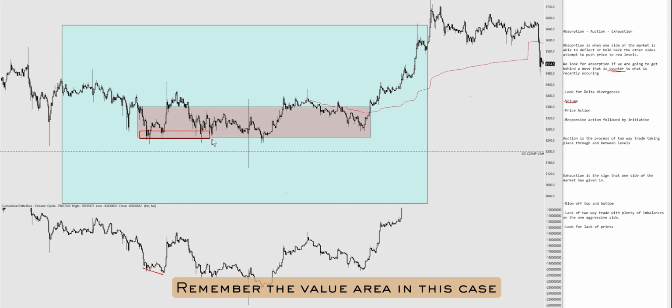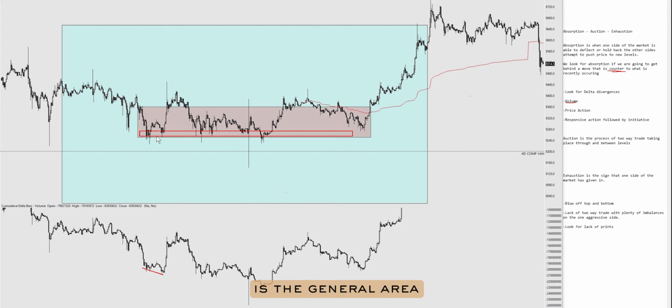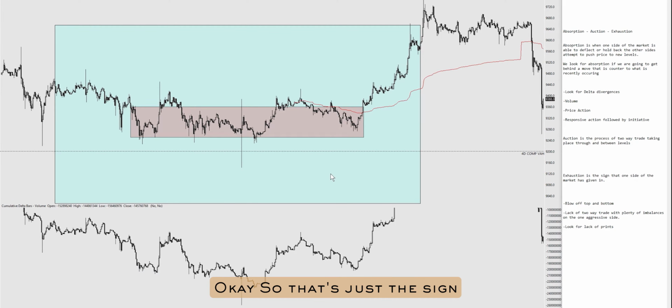Remember, the value area in this case is the general area. It's not a specific price point. So we know that this is where the absorption occurred, and now we could zoom in right at this level. We are seeing that sellers in this case tried to aggressively move this lower but were unable to. So we're looking to take the other side of this trade because clearly the weakness is on the part of the sellers and not the buyers. In this case, the passive buyers were able to bid this attempt to move it lower back up. So that's the sign through the CVD divergence.